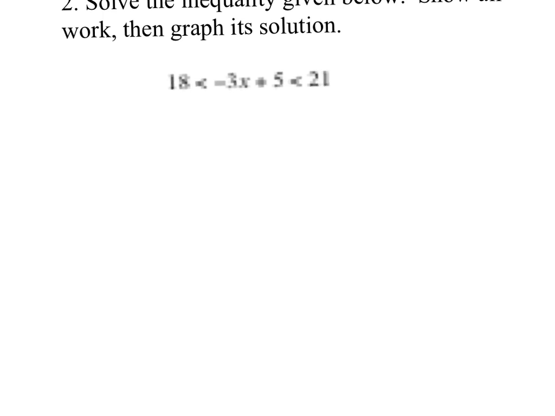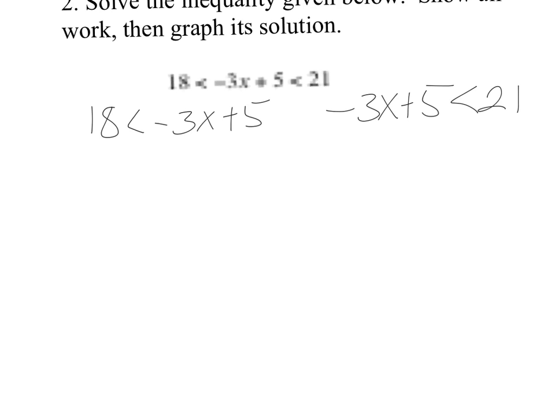So we've got 18 is less than negative 3x plus 5, which is less than 21. I'm going to treat this as two entirely separate inequalities. So 18 is less than negative 3x plus 5, and then negative 3x plus 5 is less than 21.